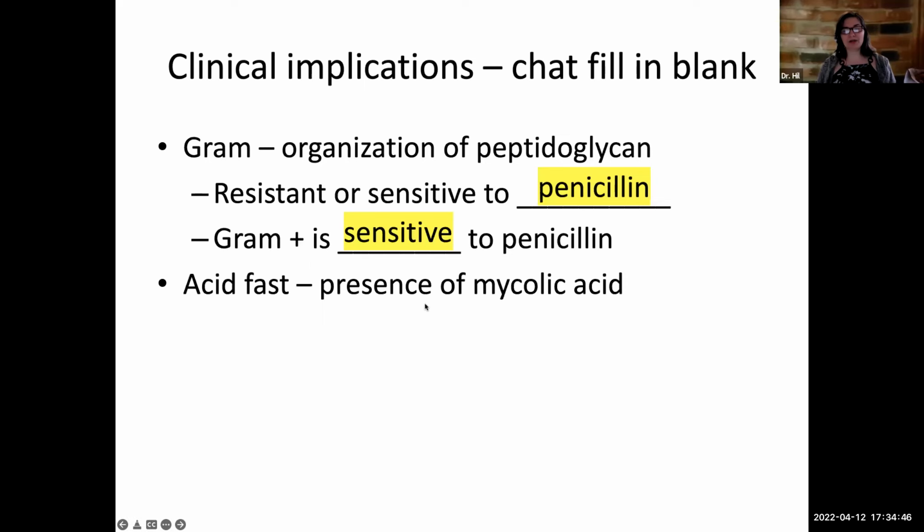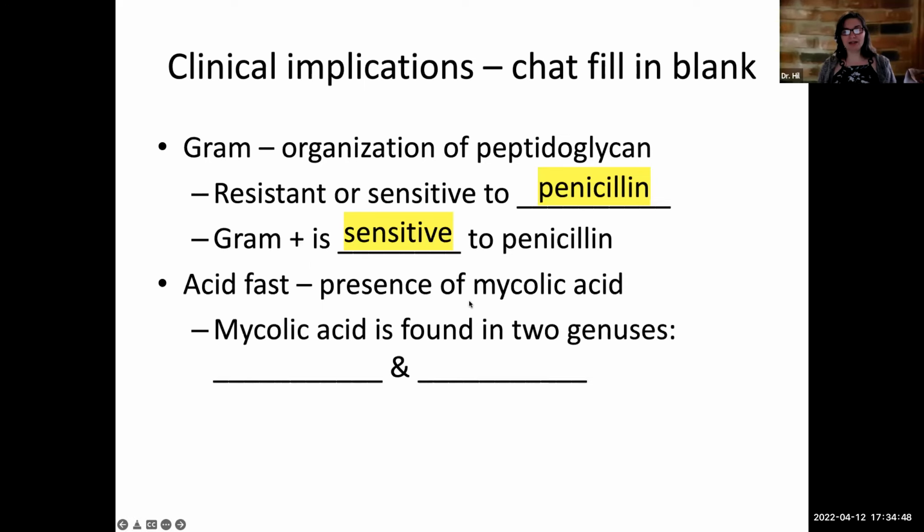Acid-fast, which reveals the presence or absence of mycolic acid, is important because mycolic acid is found in the cell wall of two genera in particular that contain important human pathogens. What are those genera? Put that into the chat.